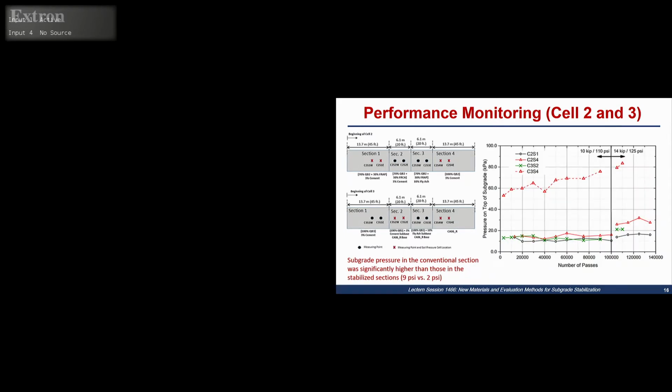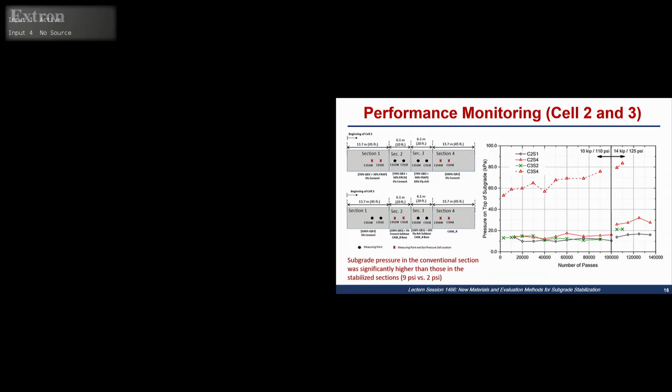This is the slide that shows the pressures on top of the subgrade measured for the test sections, shown here with the red X's. The three sections here are the sections with the stabilized applications. And this section, where you're getting up to 60 kilopascal, or around 9 psi, subgrade pressures, is the conventional test section that was tested at the end.